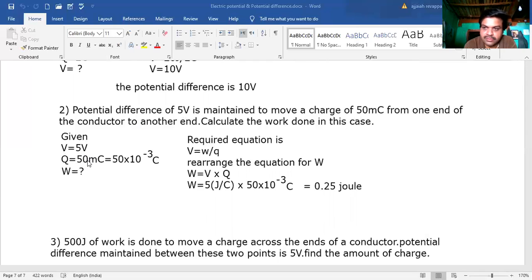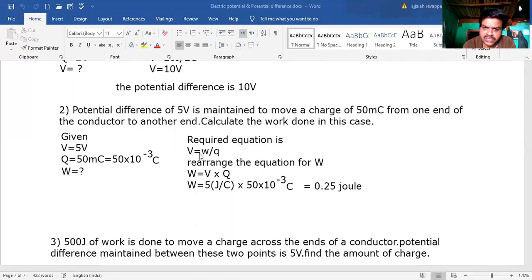Students, you have to be more careful when physical quantities are given in units other than SI units. Here it is given in millicoulomb. So convert this into coulomb, the SI unit. So 50 into 10 raised to -3, since milli means 10 raised to -3, coulomb. What is asked is the work done.